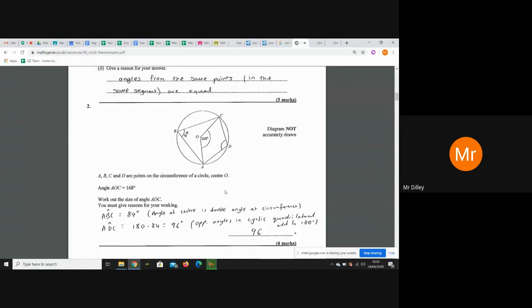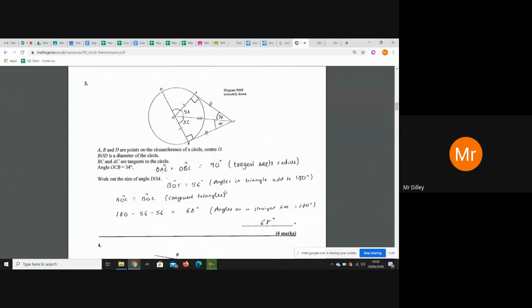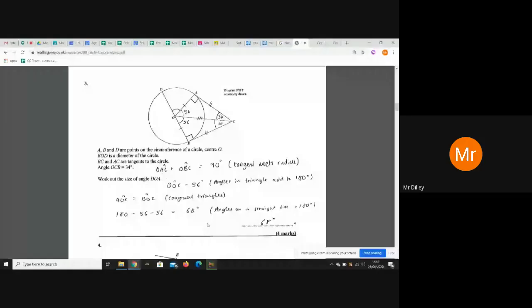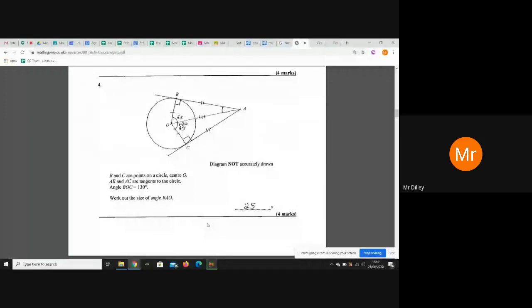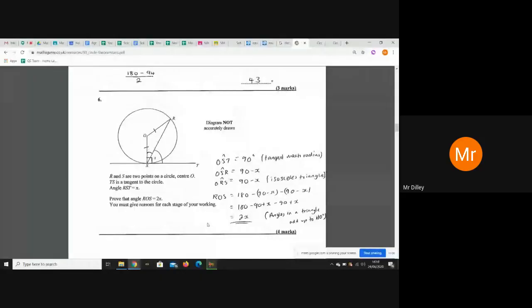I'm not going to go through every single question in this booklet. I'm just going to go through a few more. Here's a 4-mark question where you can see in brackets 4 different reasons have been given. It's really important you write your reasons down. Here's another one where it says work out the size of the angle. In this case, reasons weren't required. Question 6 here says you must give your reasons for each stage of working. It's 4 marks. There are 1, 2, 3 different rules needed that you have to state.